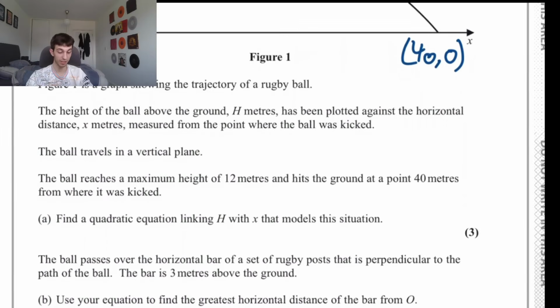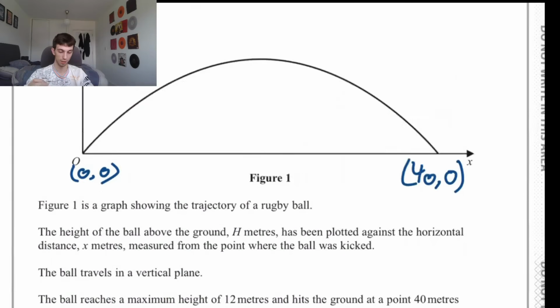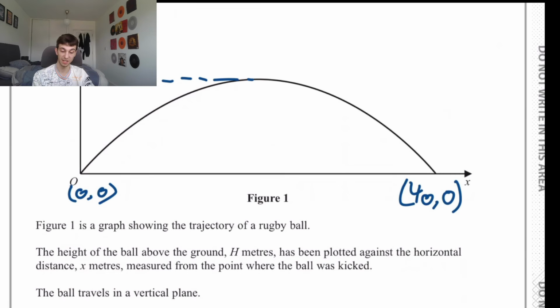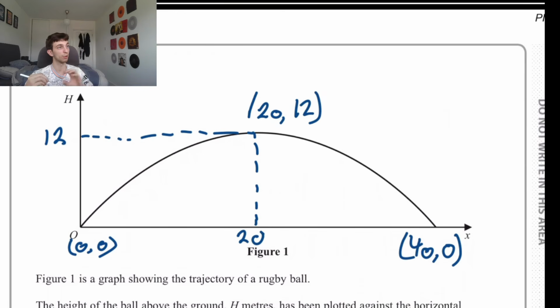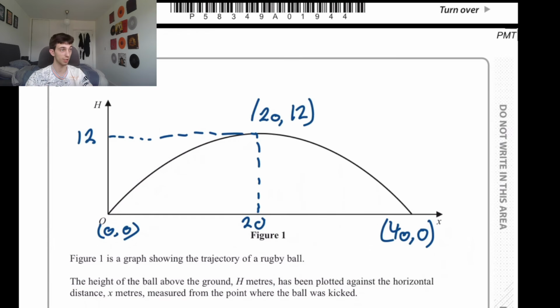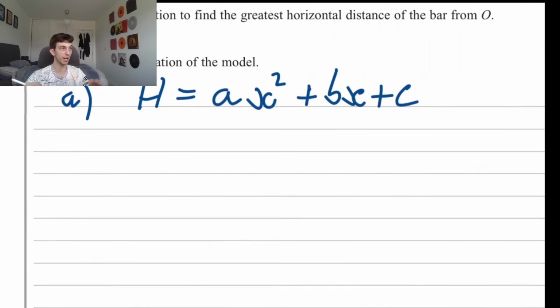And we also know that we reach a maximum height of 12 meters. Because it's a negative quadratic, this maximum point will have h equal to 12, and it's going to be symmetric. So our x value will be halfway between 0 and 40, which is 20. So we have the coordinate 20, 12. From here, we can start plugging all three of these coordinates into our quadratic equation. So let's start with 0, 0. So when h equals 0, x equals 0.